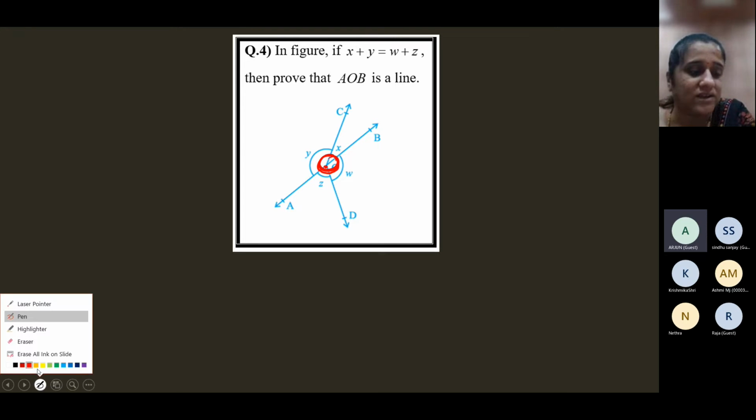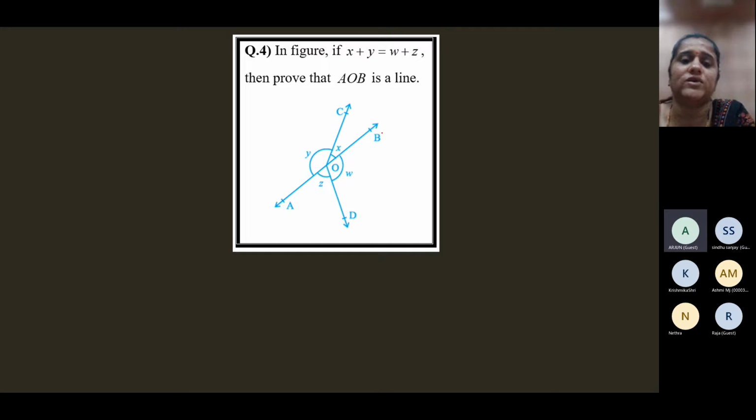But you cannot say that x plus y is equal to 180 because you don't know if AB is a straight line. You'll have to prove that it's a straight line, which means you will have to prove that x plus y is equal to 180, therefore AB is a straight line. Or you must prove that w plus z is equal to 180, therefore AB is a straight line. So now let's start like this.